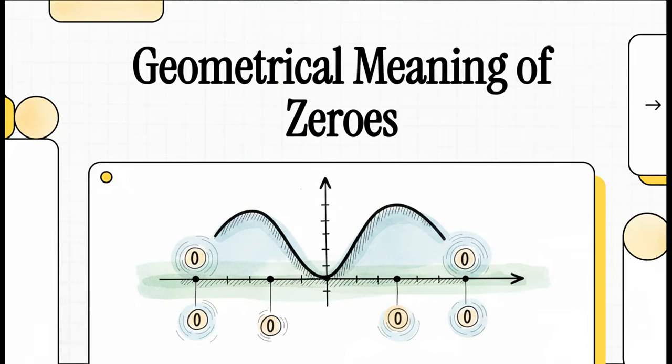You've probably spent a lot of time in algebra class hearing about the zeros of a polynomial. But what does that word actually mean? Today, we're going to pull back the curtain and see what these zeros really look like when we put them on a graph. It's one thing to solve for x, but it's a whole other thing to actually see it.